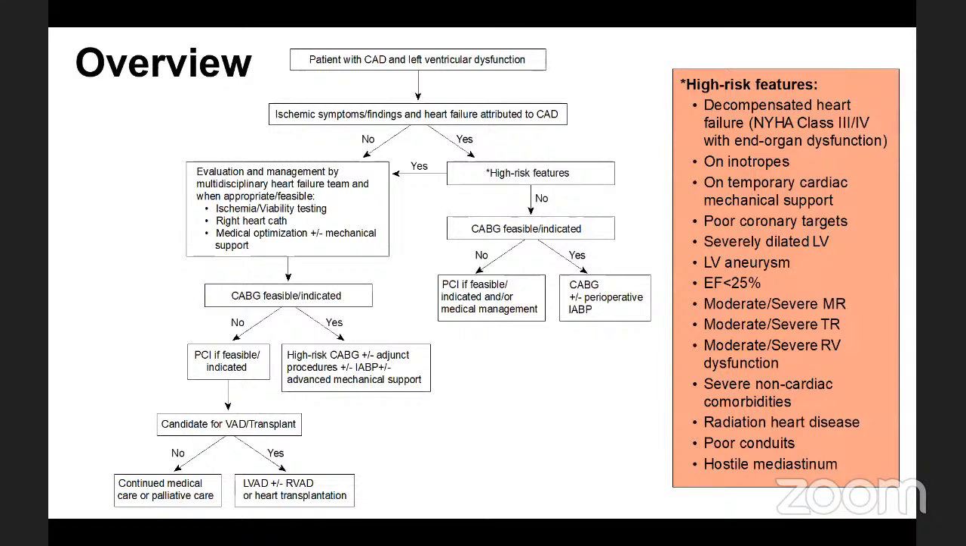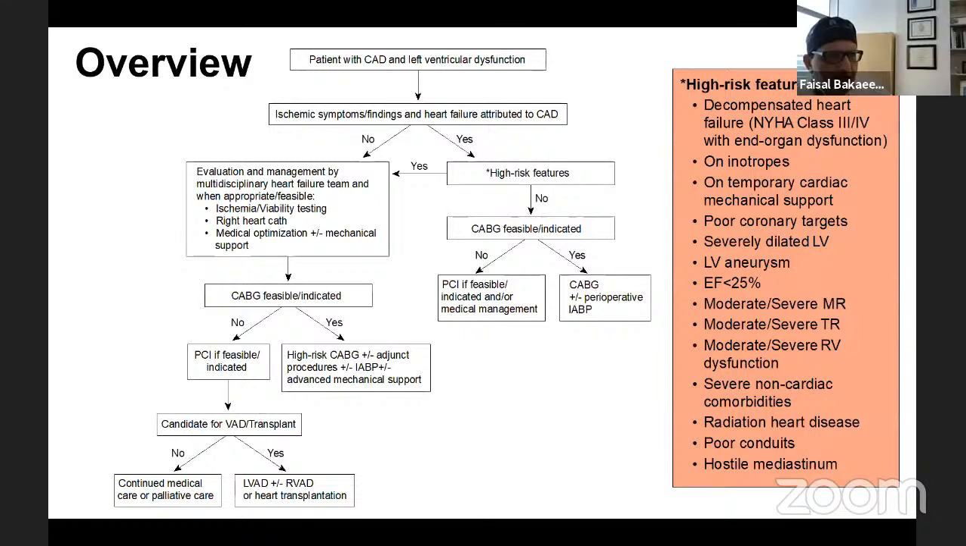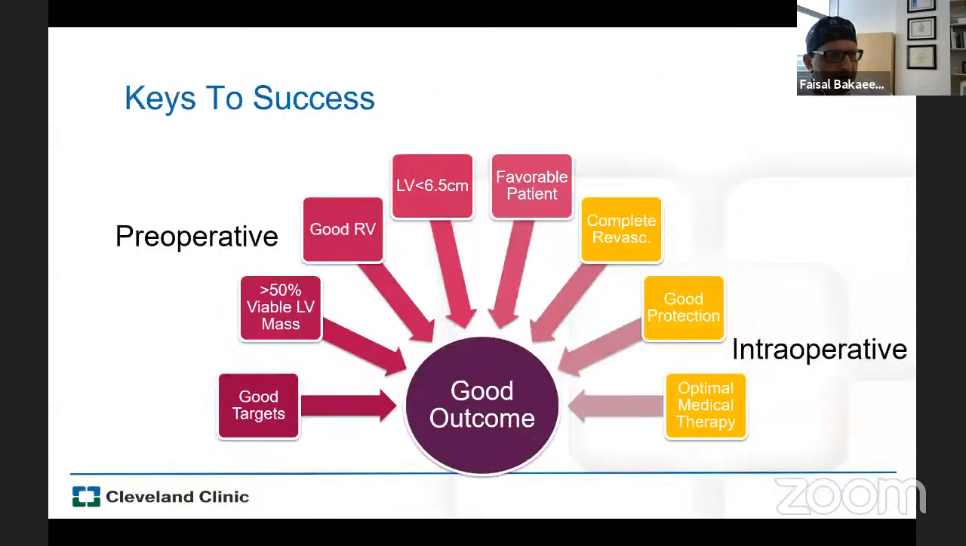And this is a summary of what to do in a patient with low EF and heart failure requiring CABG. That's in the document. But the keys to success are good targets, viable myocardium, good RV, not a massively dilated LV. You need to do complete revascularization. You need to have good myocardial protection and optimal medical therapy.